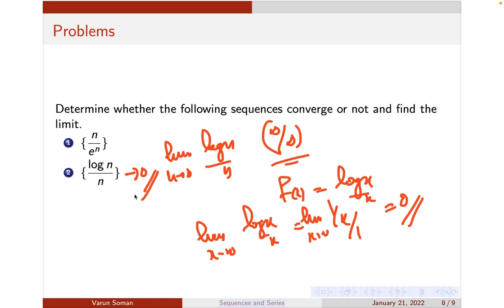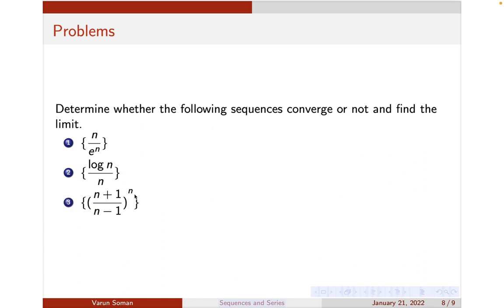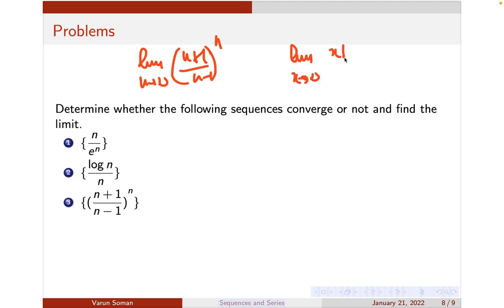Okay. Similarly, if you look at this question, how will you do this question? Here you have to find limit n tends to infinity of n plus 1 by n minus 1 raised to n. Okay, so how will you find it out? If you want, you can take the function of x, so instead of this we can find limit x tends to infinity of x plus 1 by x minus 1 raised to x.